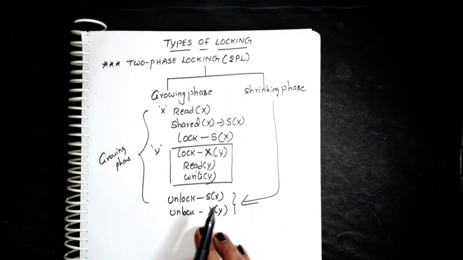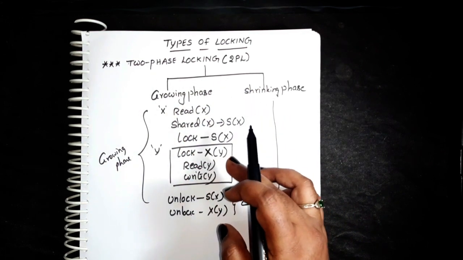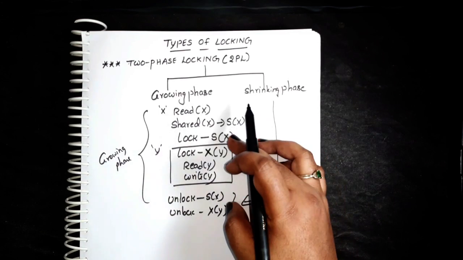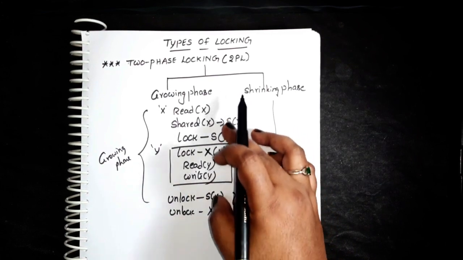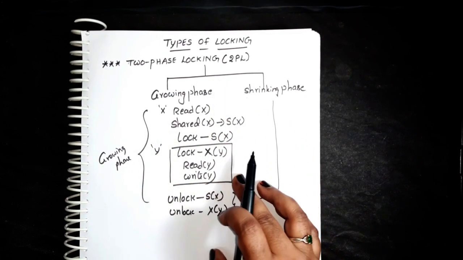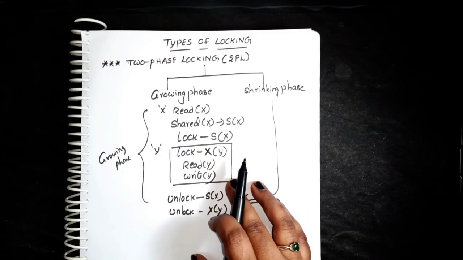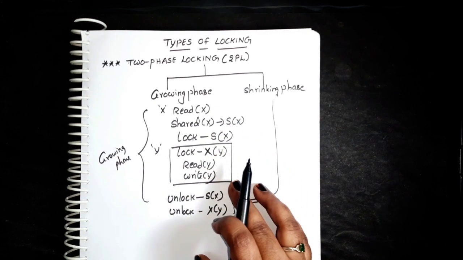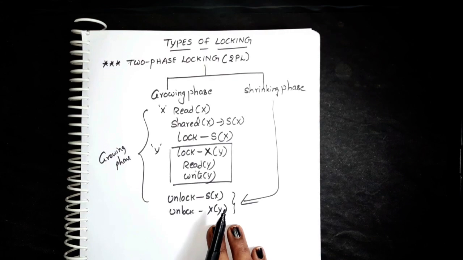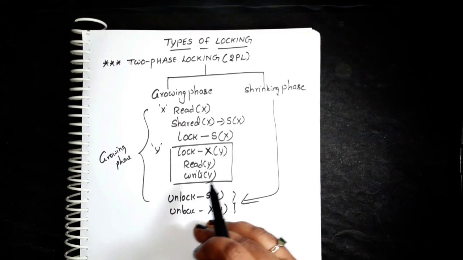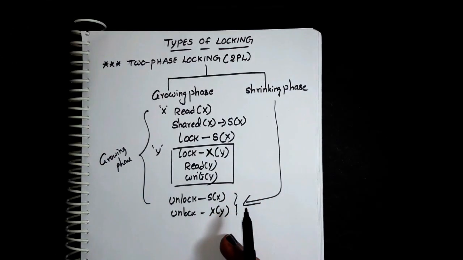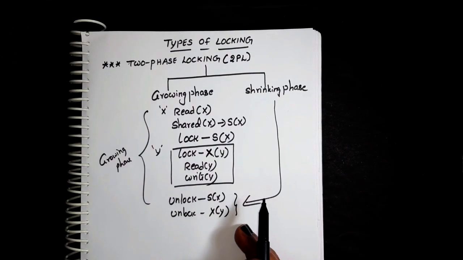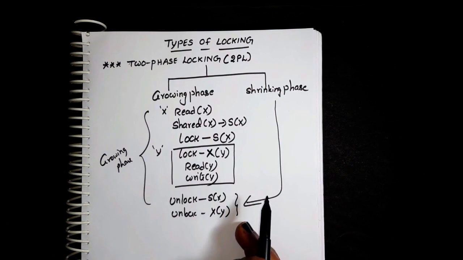The growing phase is nothing but placing the locks, which are held until all the operations are completed. For this purpose you continuously place the locks on particular data items. That is what we call the growing phase. After completion of the read and write operations, finally the last operation is called unlock. So in the last phase you continuously release the locks. Releasing the locks means you are unlocking, and that phase is called the shrinking phase.